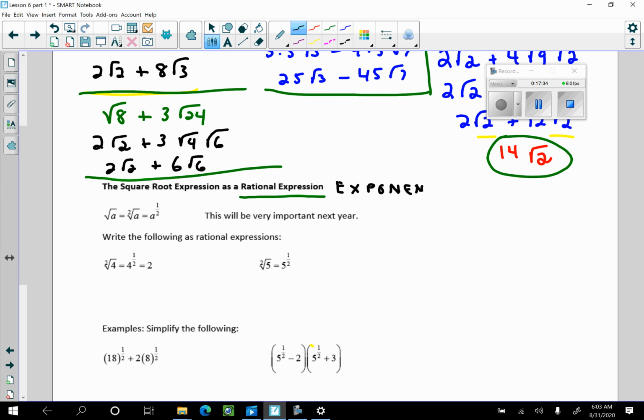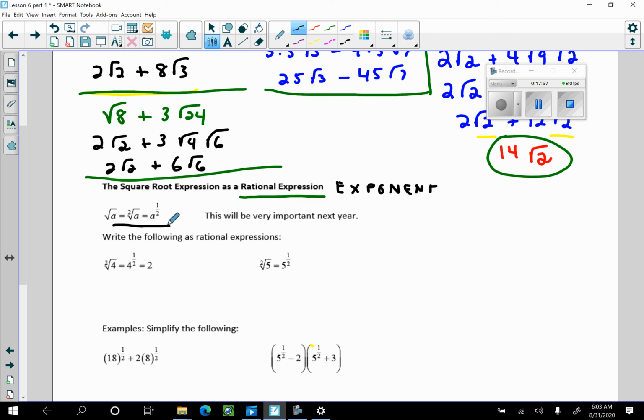So this is called rational expressions, or rational exponents. The square root of a, this is the 2 right here. When you do the square root, you're just implying that it's the second root. The square root of a is a to the 1/2. This is going to be very important. This is taking the square root expression as a rational expression.